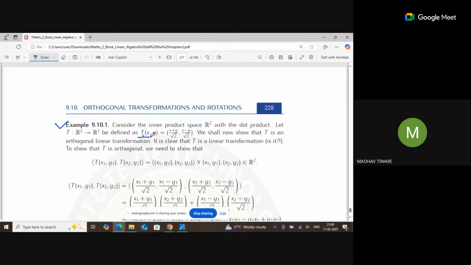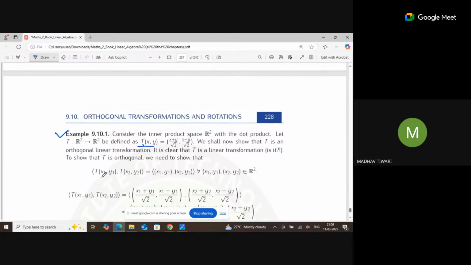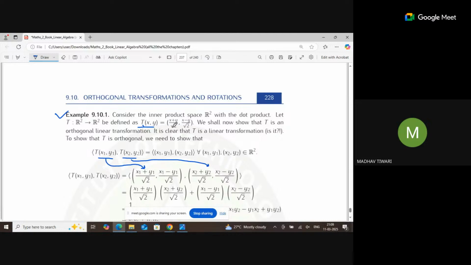So the transformation of (x, y) is given like this. It is a vector in R2, and I want to check this part. I will take the inner product of the first vector and the second vector, and first find their transformations. The transformation of this one will be this, from this formula, and the transformation of this will be this, from the same formula. Now if I do the dot product, we have to use the dot product, since the inner product is not defined.